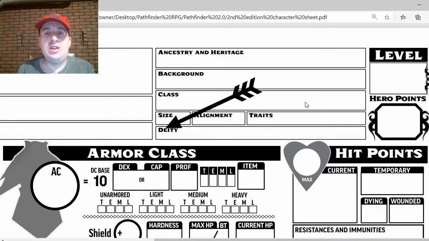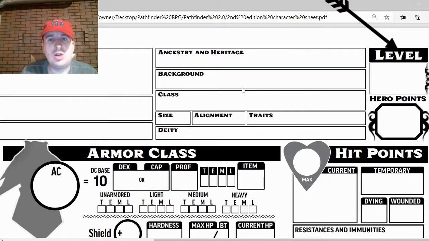Next up, we have the deity section. This section only really applies if you're playing a cleric or a champion. Those classes need a deity because that's where their powers come from. If you're not playing these classes, you can ignore this section. However, maybe your backstory involves a certain deity that you worship. In that case, you may want to fill out this section. Examples of deities include Pharasma, the deity of the dead, and Desna, the deity of art and beauty.